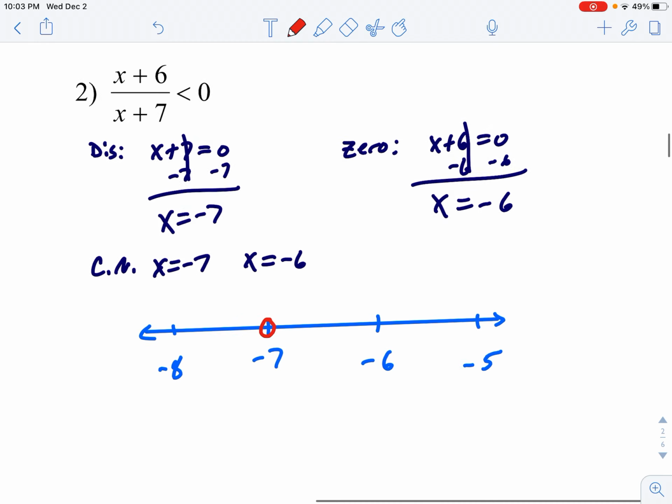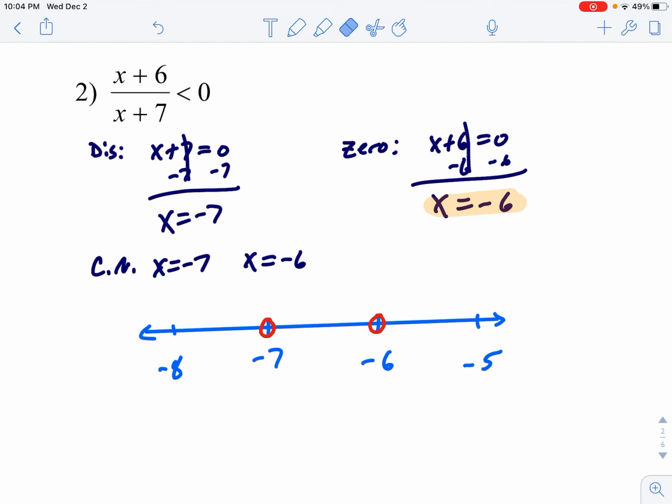The -6, since it's a 0, could be a bracket or an open circle. I'm sorry, it could be a closed dot or an open circle. You just got to look at the original problem. There is no equal sign there, so this one is also going to be an open circle.